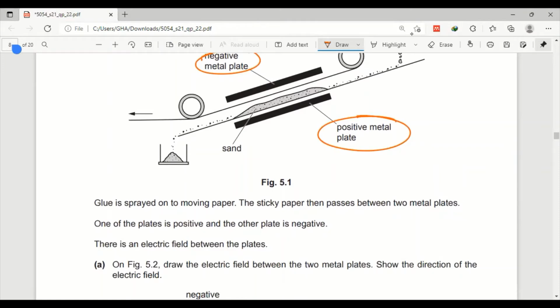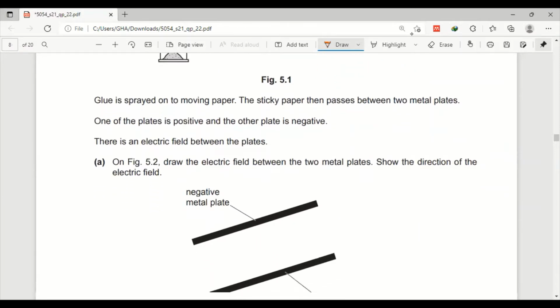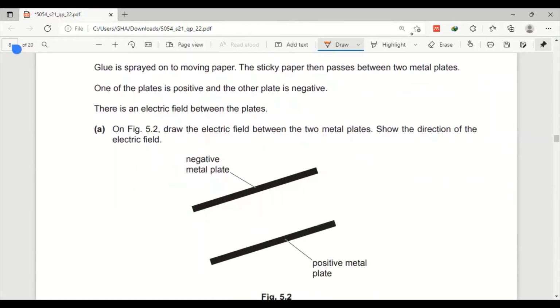Glue is sprayed on the moving paper. The sticky paper then passes between the two metals. One of the plates is positive, the other is negative. There is an electric field between the plates. Draw the electric field between the two metal plates. Show the direction of the electric field.